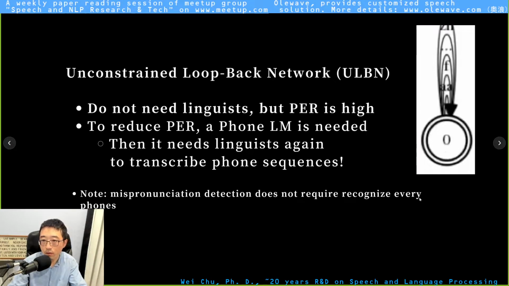And this is a phone decoder, right? It's very simple. You just keep looping to the same node 0, and accept everything. But the phone error rate, you can imagine, is going to be very high. But you can say, oh wait, I can use a phonetic language model. With that being said, you have to have the linguists again to label the phone sequence, right? And remember that you don't have to start from scratch. You have the orthodox pronunciation. You're not doing the decoding. You're doing the alignment, you know.